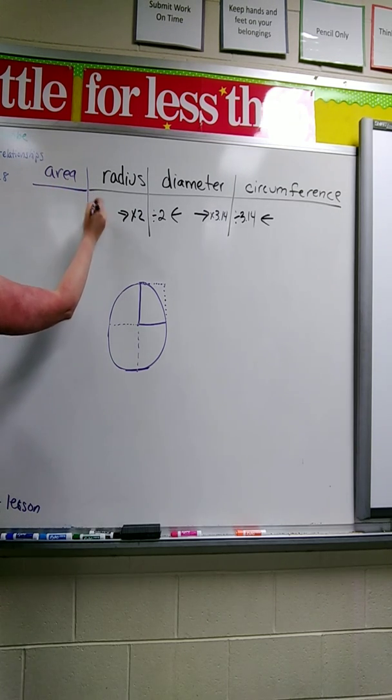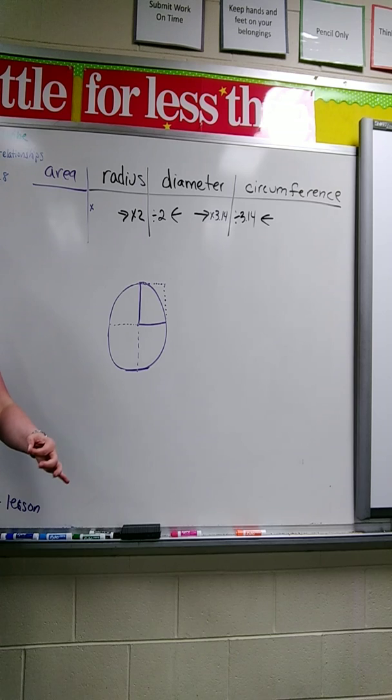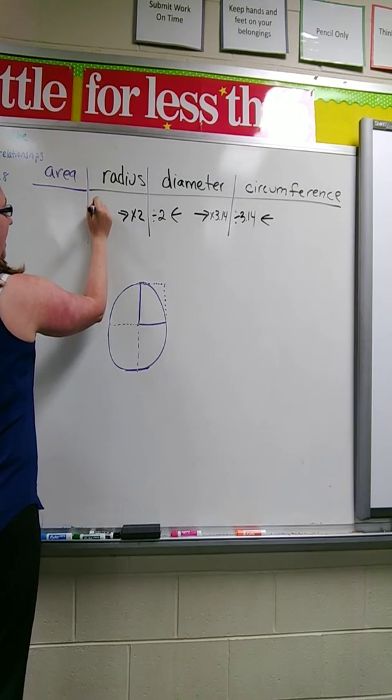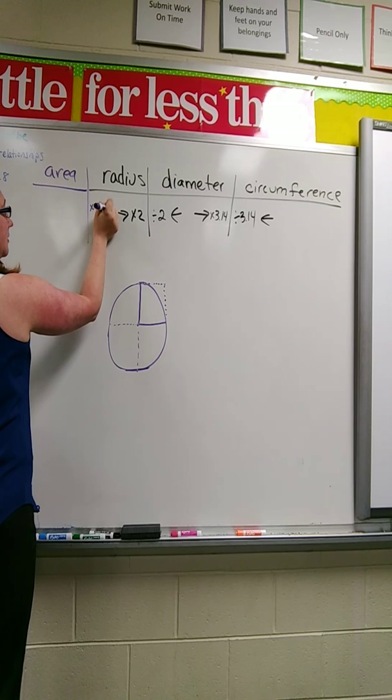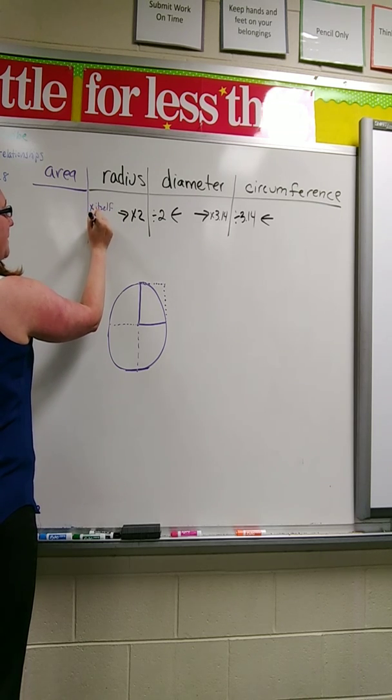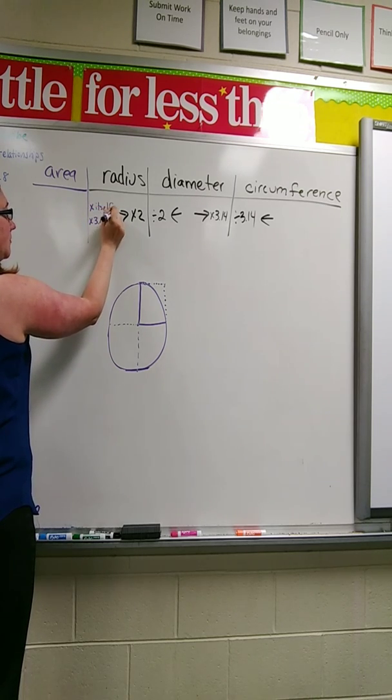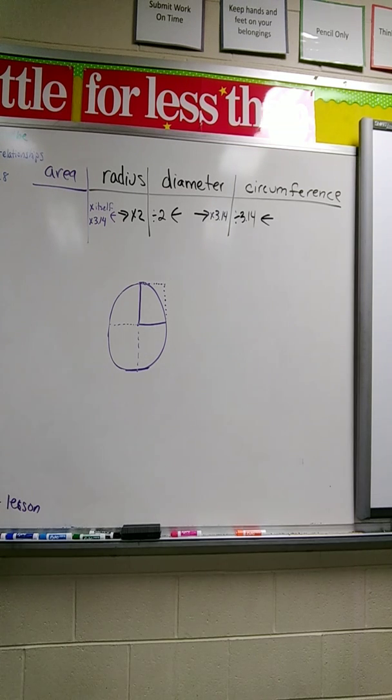We're going to multiply the radius by itself, which is called squaring it. Okay? That's that little exponent of a 2. So we're going to multiply by itself and then multiply by 3.14 to get from the radius to the area.